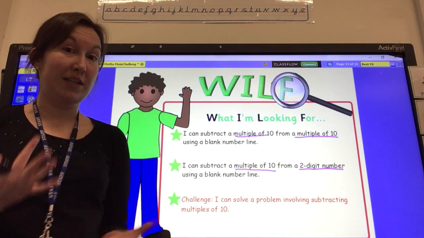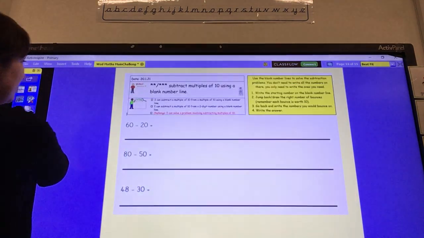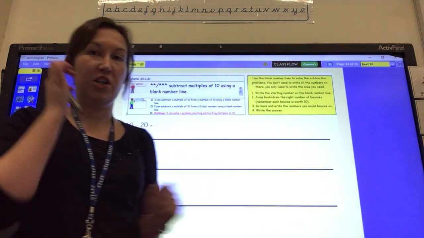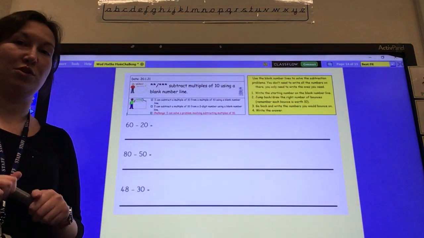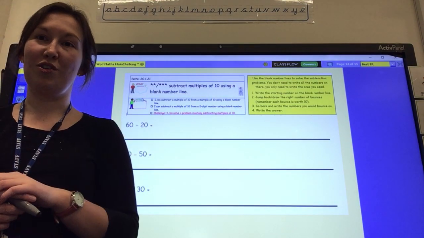Can you spot the mistakes? Can you correct them? And can you explain what the problem was with their work? So that's what your work's going to look like today. And again, I've given you those hints at the top to remind you the strategy for subtracting in multiples of 10. So good luck, and I can't wait to see your answers on your number lines.